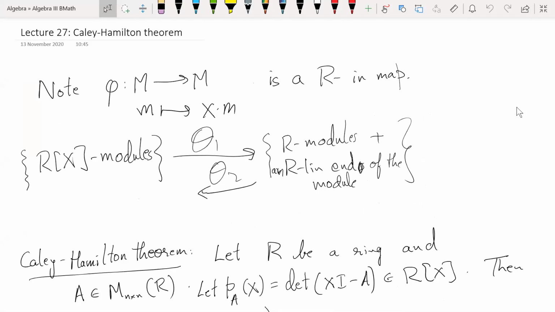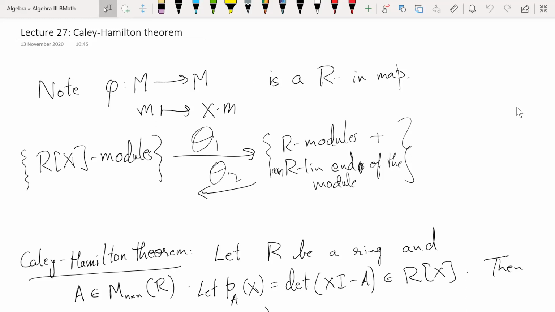So last time we saw this correspondence between Rx modules. If M is an Rx module, then you can think of it as an R module, and this multiplication by X gives you a linear map phi, which takes m to X times m. And the converse also holds. If you have an R module together with a linear map, then you can make it into an Rx module by declaring the action of X this way.